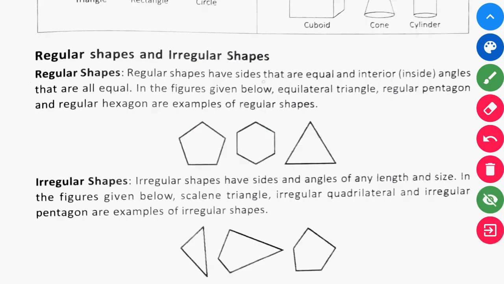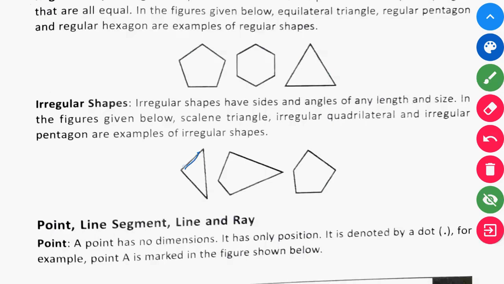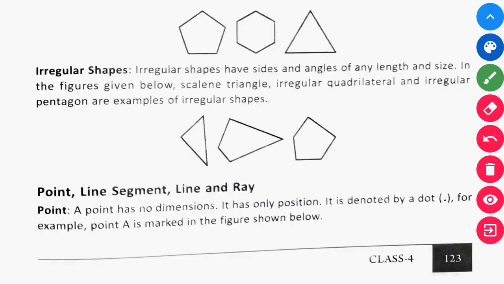The same definition is given here. Regular shapes have sides that are equal and interior angles that are all equal. In the figure given below, equilateral triangle, regular pentagon, and regular hexagon shapes are given. Irregular shapes have sides and angles of irregular length and size. They are known as irregular. You cannot say that two sides are equal. You cannot say that this length and this length are equal. So these are the irregular ones.